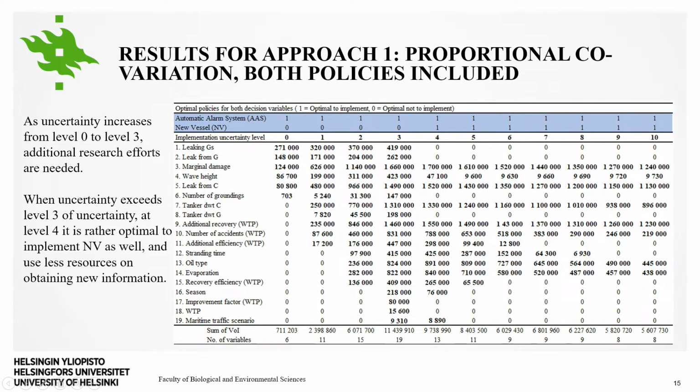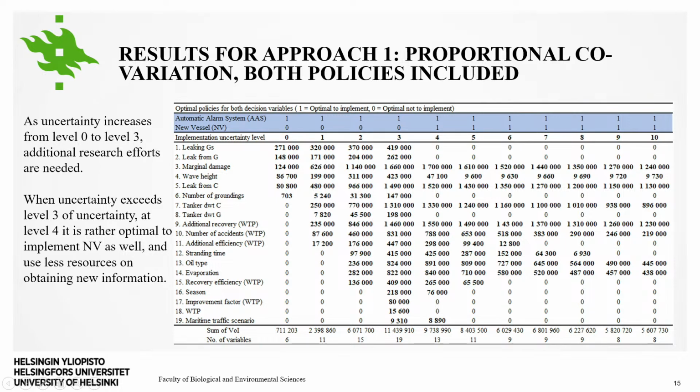But now we can see that if we look at the value of information, it increases to the point of level 3, and then decreases after that when we go to level 4. And this is the point where we also implement the new vessel. So after this certain threshold, the information can no longer support the decision to only implement the alarm system. We also need the other policy option as well. So then our need for further information decreases.